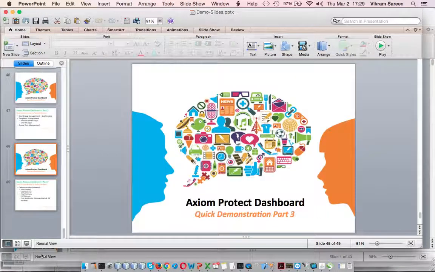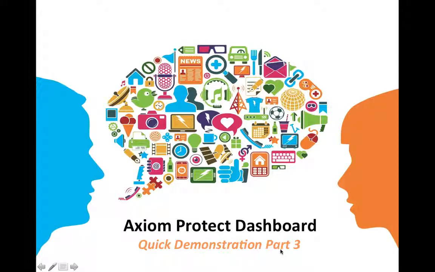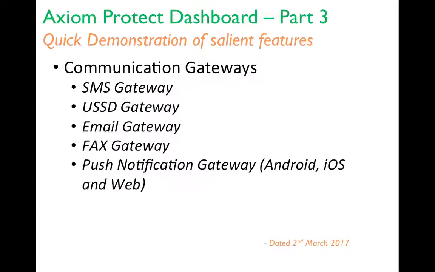We're going to go through demo number 3, that means part 3 of the Axiom Protect dashboard. In this, we are going to have a quick look at all the external communication that Axiom does with outside parties. The outside parties are essentially different types of messages and external parties that we talk to in terms of communication, which is SMS, USSD, email, fax, as well as push notification.